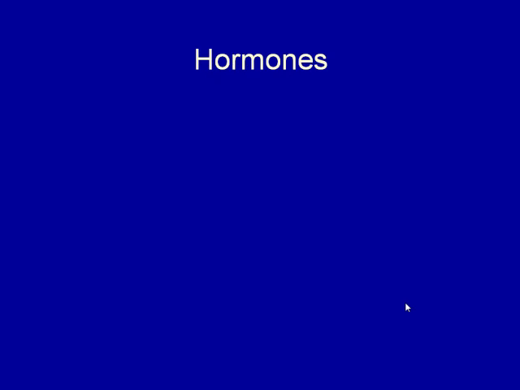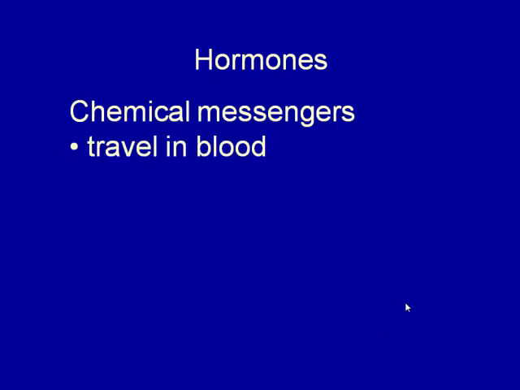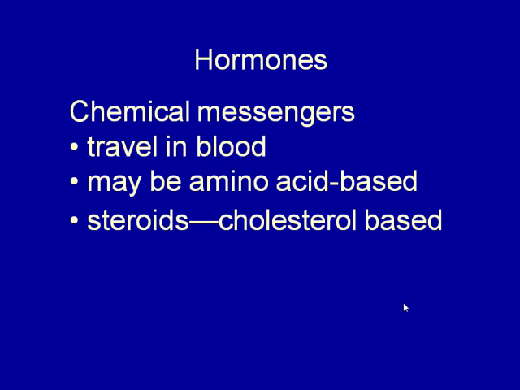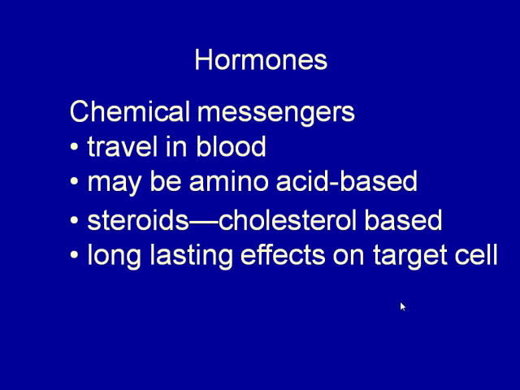Now, hormones are chemical messengers that travel in the blood. The nervous system communicates with neurotransmitters, but they just travel a short distance across a synapse to get to their target cell. Hormones have to travel in the blood. The hormones can be either based on amino acids or they can be steroids. Now, steroids are made from cholesterol. Either one will produce long-lasting effects on the target cell.